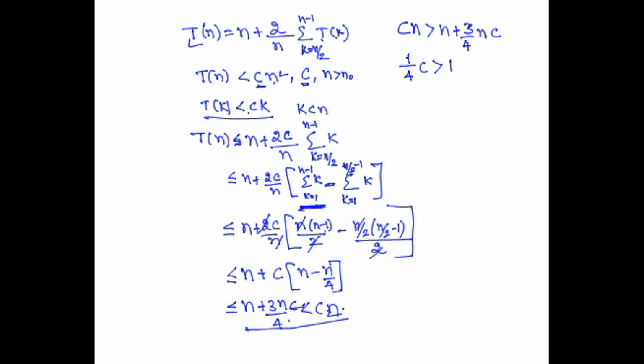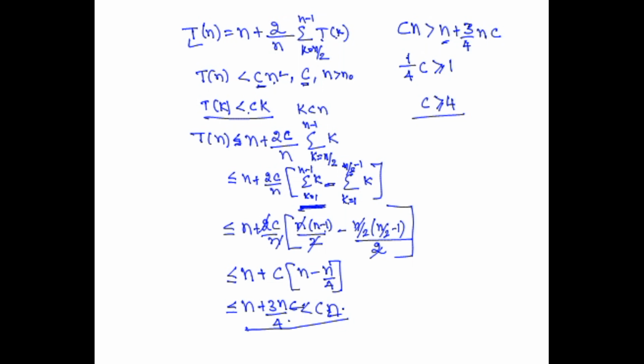So I cancelled n on both sides and brought these c terms to the left hand side. So this will be 1 minus 3 by 4, and 1 minus 3 by 4 is 1 by 4. Right? So what is left on the right hand side is only 1 after cancelling n on both sides. So this implies that as long as c is greater than 4, and you can choose c equal to 4 also, so as long as c is greater than or equal to 4, then we can show that T(n) will be smaller than c times n.